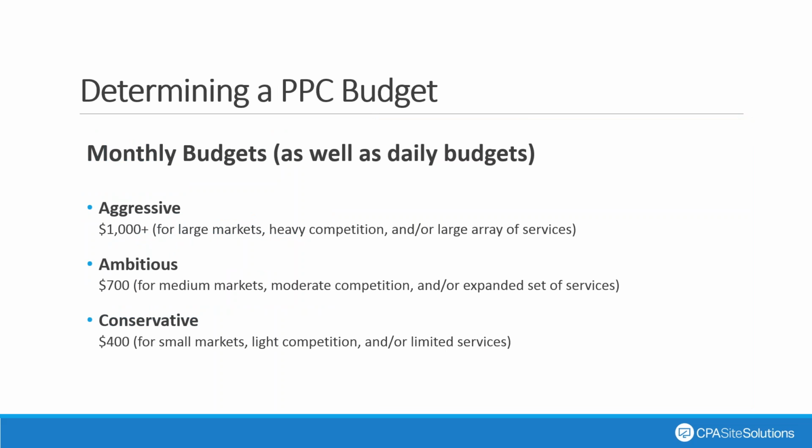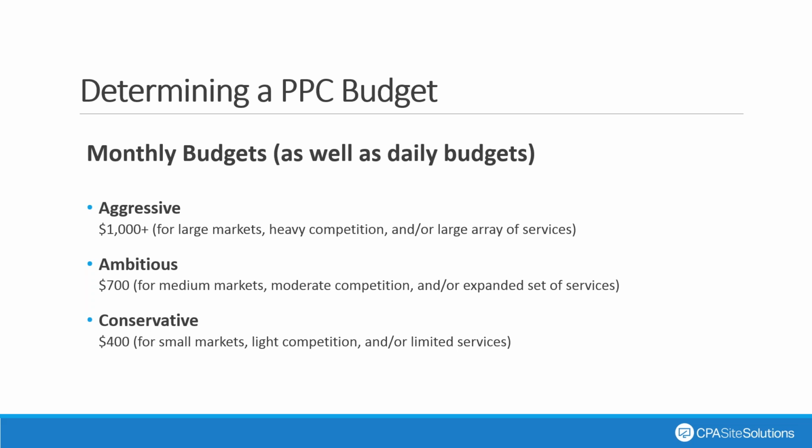So how would you determine your monthly pay-per-click budget? And these are just rules of thumb in terms of budgets. We really recommend that someone start with a minimum of $400 per month. It doesn't mean that you spend $400 every given month. It's only if your ad is clicked on. But if you're in a small market and you have light competition and or limited services, you would put in your monthly budget about $400.